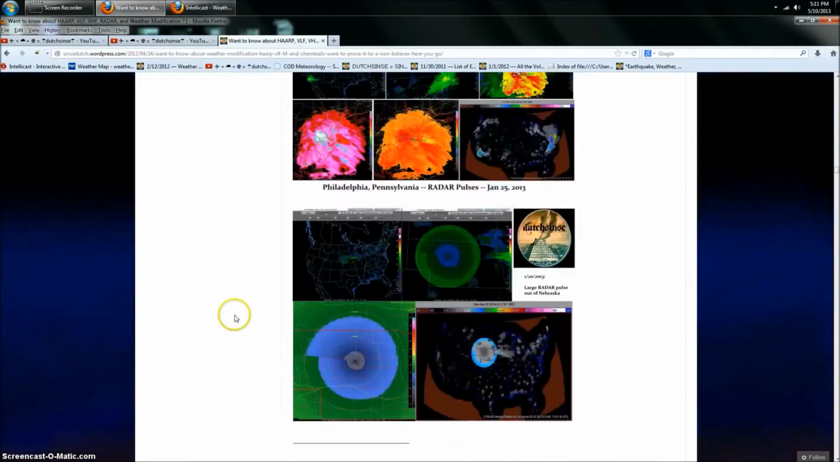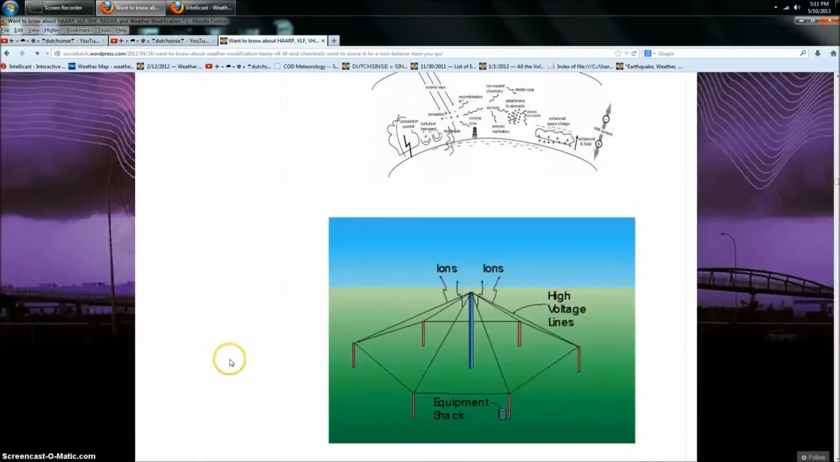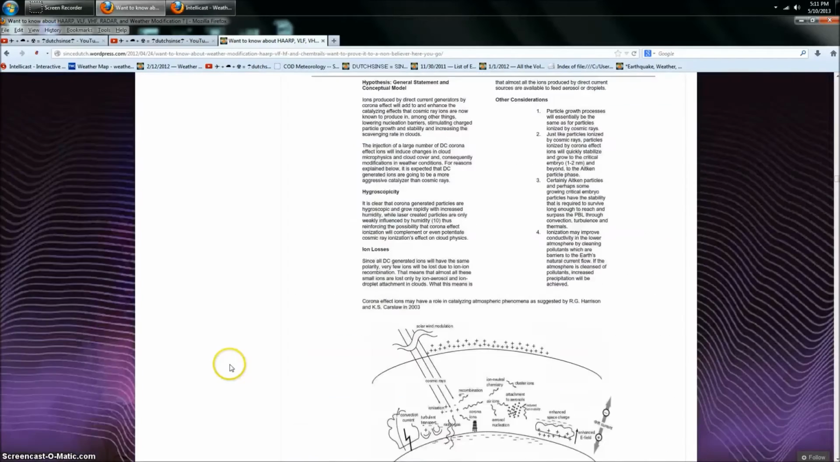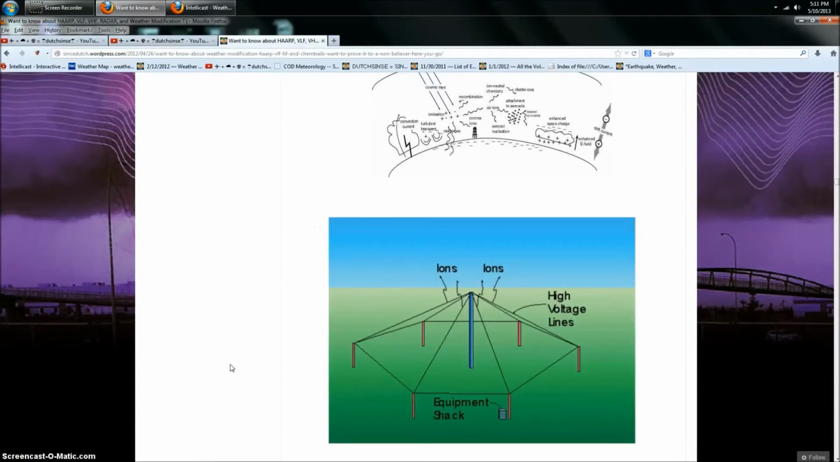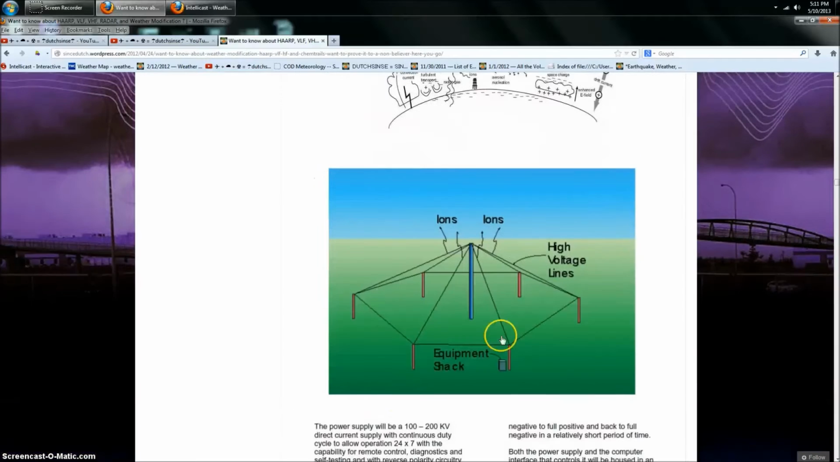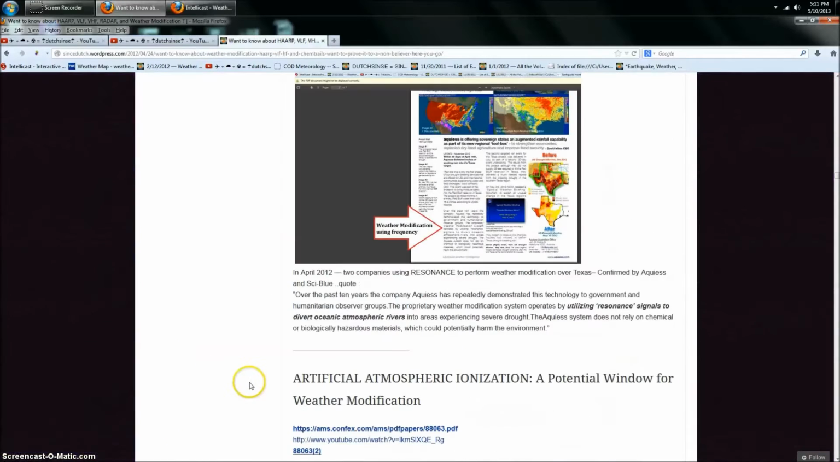Now, I've documented this. We're on my HAARP post here. I've documented this over and over again, all the proof that you need to prove scientifically that this can be done, including corona effect discharge producing ions, including cloud condensation nuclei via frequency.